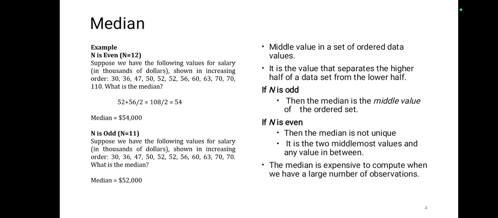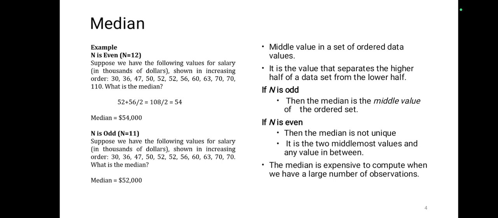This is where the median becomes useful, right? The median simply means the middle value after arranging the data in ascending order. Think of students standing in a line according to height. The student standing exactly in the middle represents the median. Unlike the mean, the median is not affected by very large or very small values. If n is odd, then the median is the middle value of the ordered data set. And if n is even, the median is not unique.